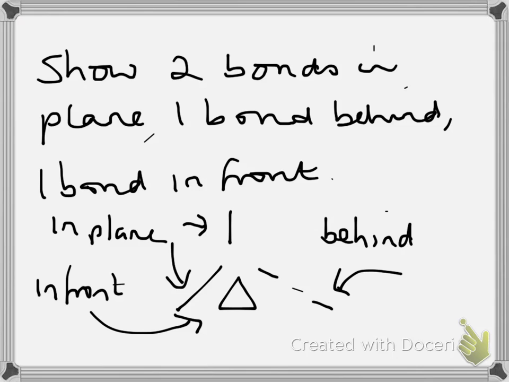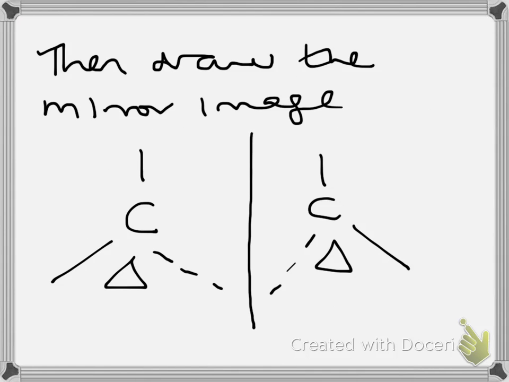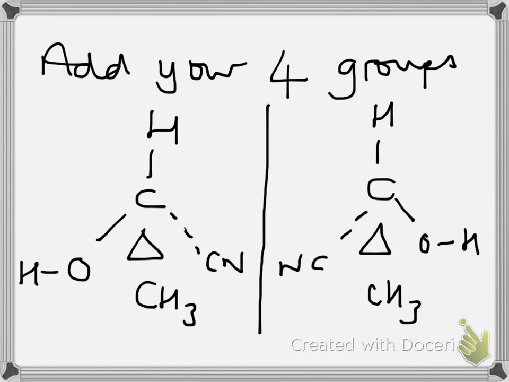This little diagram just shows you what is meant by the different Fischer projections. So you've got 2 in plane, 1 in front and 1 behind. Once you've done that, you need to draw the mirror image of this Fischer projection, so you have the 2 enantiomers outlined to start with. So here's 2 carbons ready to put on the 4 different functional groups. Then you'll need to add your 4 different functional groups.